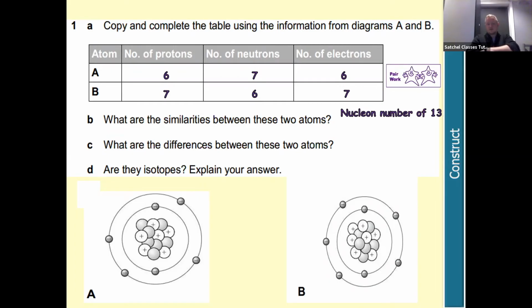What are the differences between these two atoms? Well, they have different numbers of protons, different numbers of neutrons, different numbers of electrons. And because they have all of these, any of those would be perfectly acceptable as the answer.